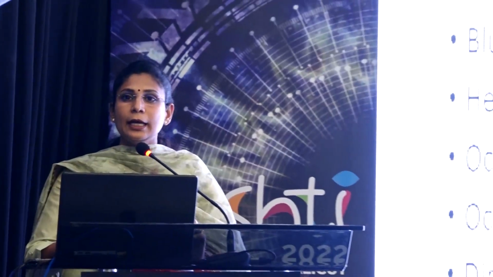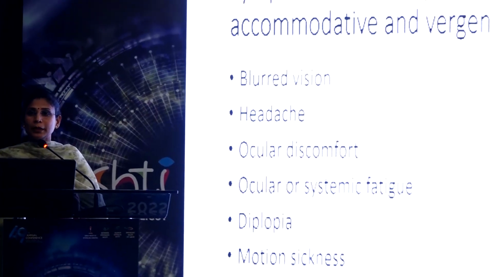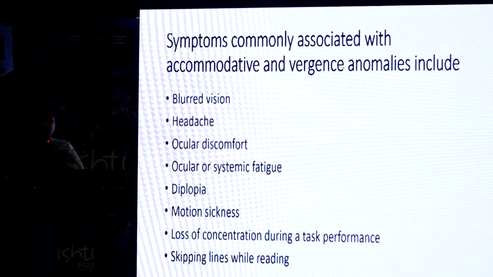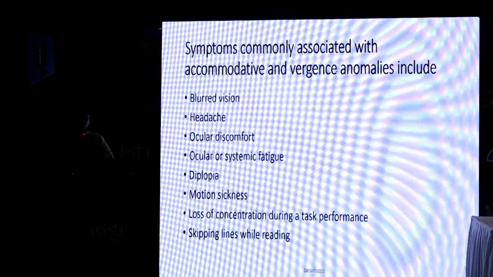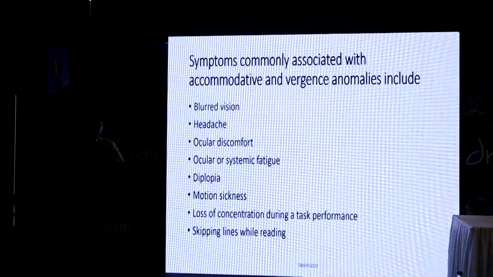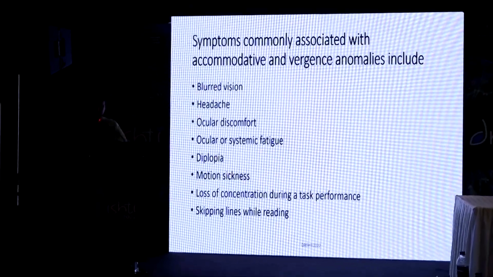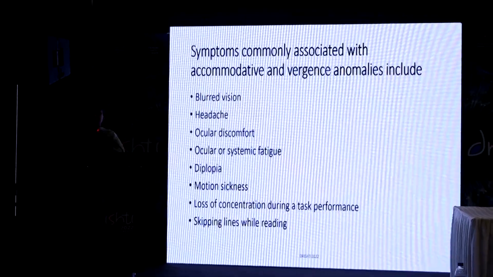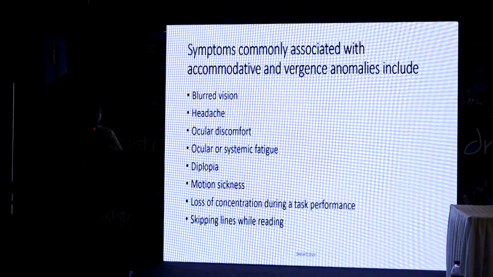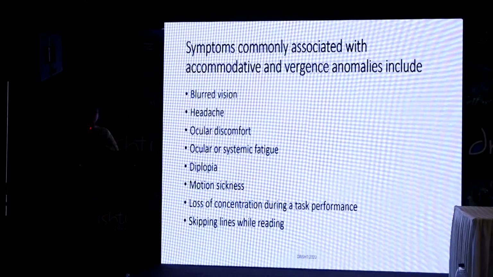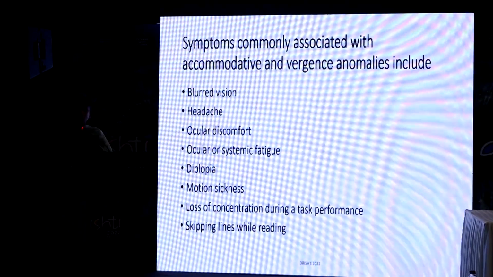So what are the symptoms that are commonly encountered in practice as regards accommodative and vergence anomalies? People would come in complaining about blurred vision, headaches, ocular discomfort, fatigue, diplopia, motion sickness, loss of concentration while performing a near task, skipping lines while reading. The last two are more important because you have parents or teachers complaining that this child is just not following what is written on the blackboard or unable to read.